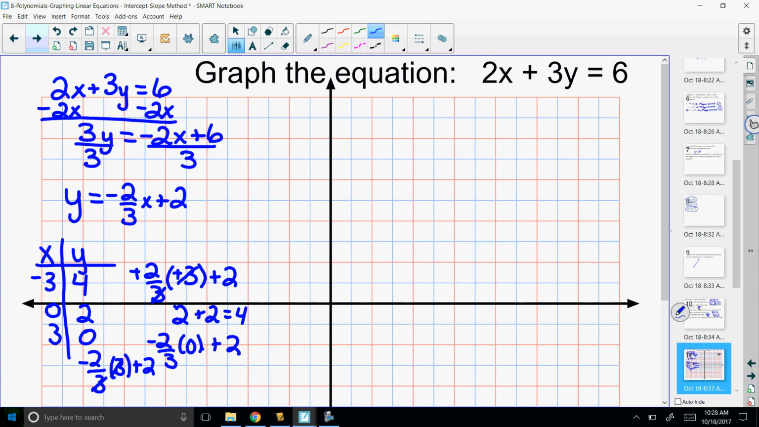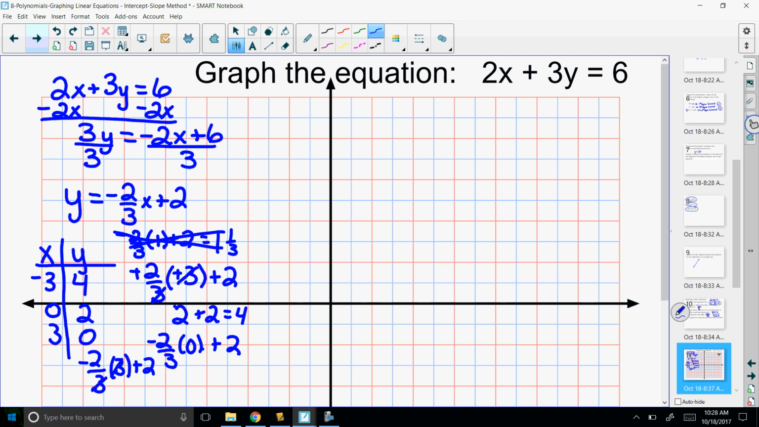You could pick 1, but if I pick 1 and I put it into this equation, I get negative 2/3 times 1 plus 2. Well, that's negative 2/3 plus 2, which is equal to 1 1/3. And how am I going to graph 1 1/3 on my graph? Get that big graph paper? So it's not as easy to do, but you could pick it.